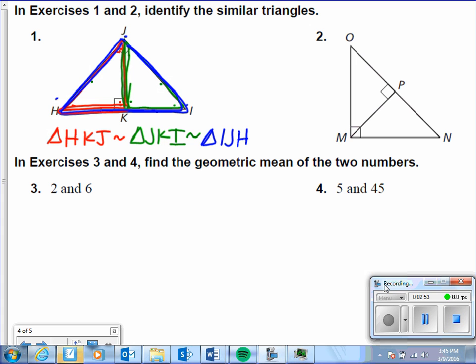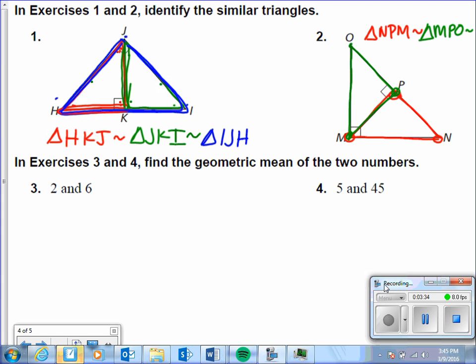Let's look at number 2. Again, we have 3 triangles here. Let's start by naming, I don't know, this one. Let's call that triangle NPM. That'll be similar to, we go to our next triangle, MPO. And then we look at our big triangle.